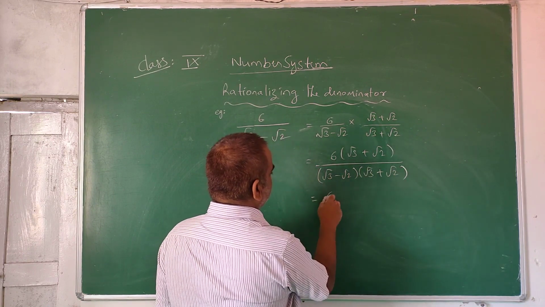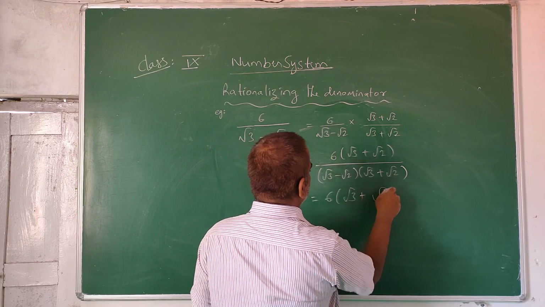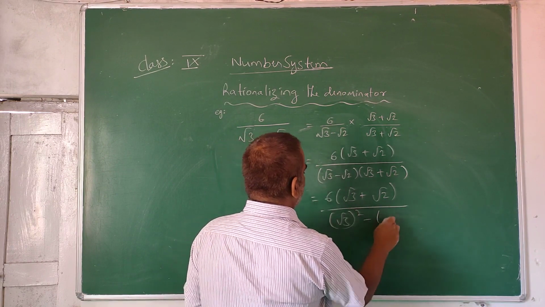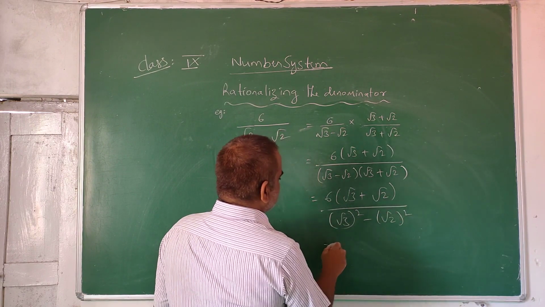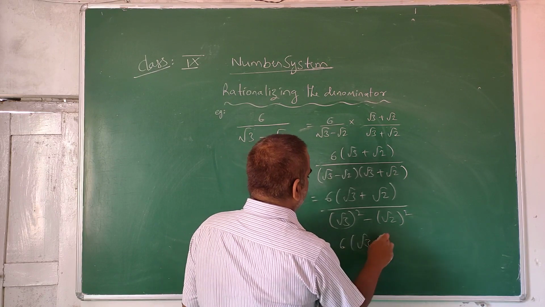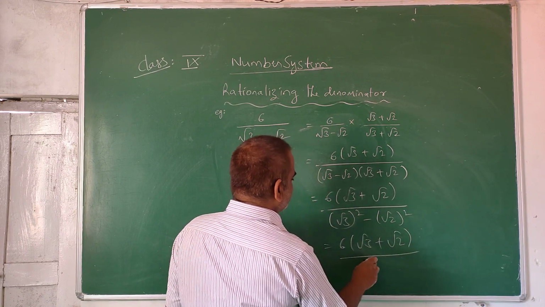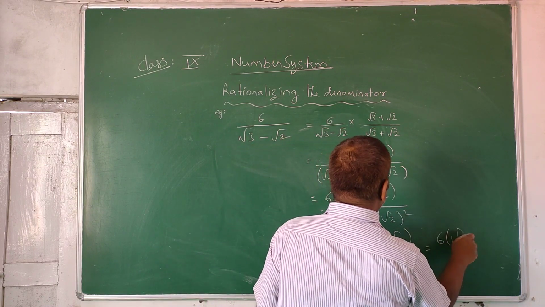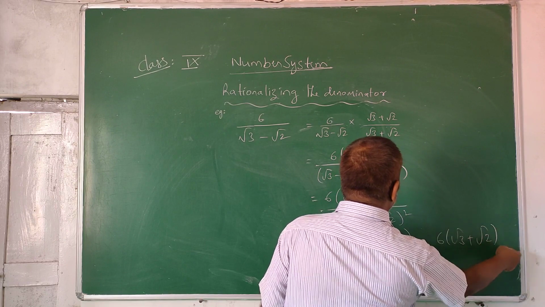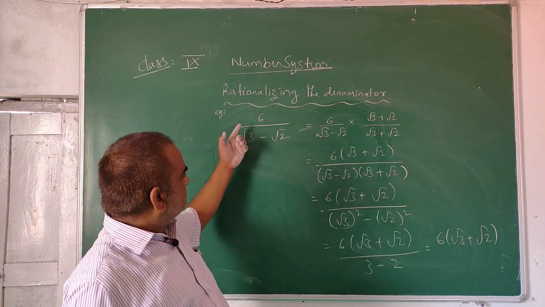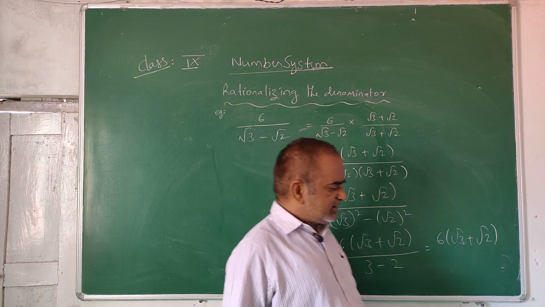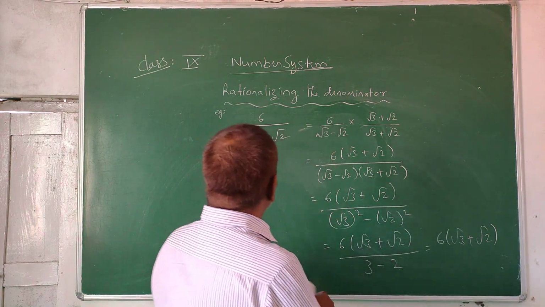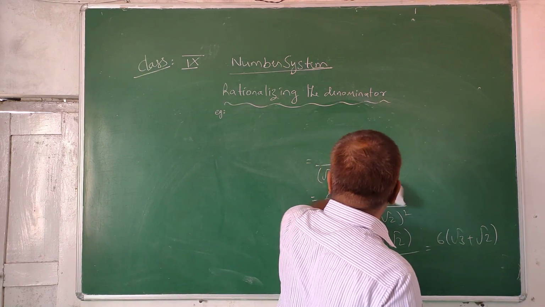This is equal to 6 into root 3 plus root 2 by a minus b into a plus b, a square minus b square, which is 6 into root 3 plus root 2 by root 3 whole square, which is 3, minus root 2 whole square, which is 2. So this is equal to 6 into root 3 plus root 2 by 1. This is how our given fraction has been rationalized.